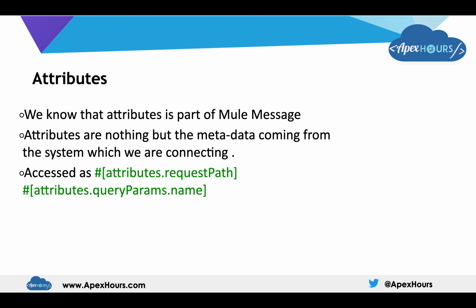And to access the value from your attributes, from your input, this is the syntax that we have to use, whatever I have highlighted in the green color. Attributes.requestPath or attributes.query. If you are passing query params, attributes.queryParams.name. If you are worried about syntax, don't worry about it because debug helps us to get the syntax. Okay, so don't worry about syntax.